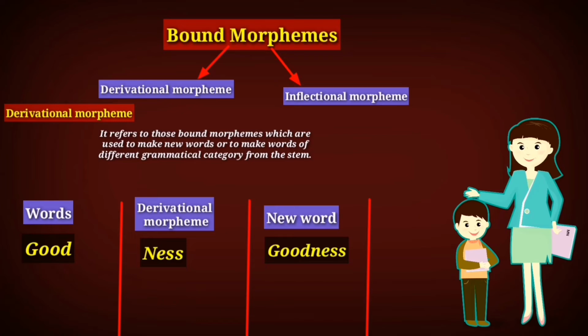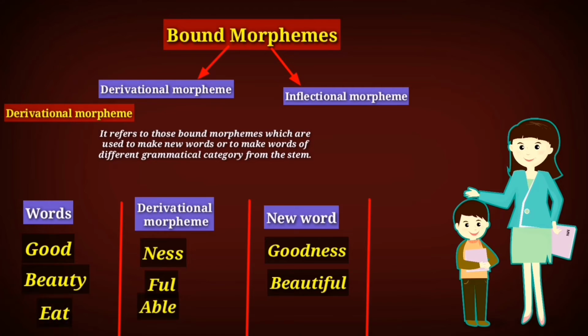Look at the next word, beauty. When we add the derivational morpheme full to the noun beauty, it becomes an adjective, beautiful. Similarly, when we add the derivational morpheme able to the verb eat, it becomes an adjective, eatable. In simple words, you can say that a derivational morpheme changes the part of speech of the word.